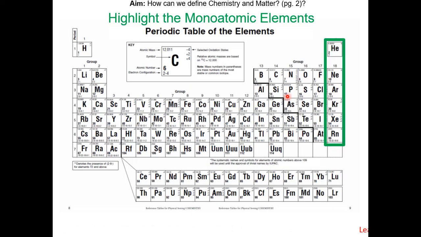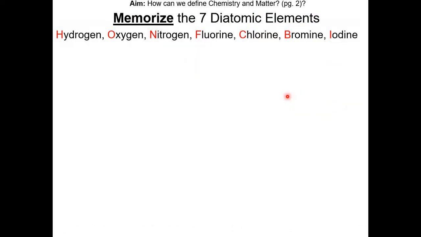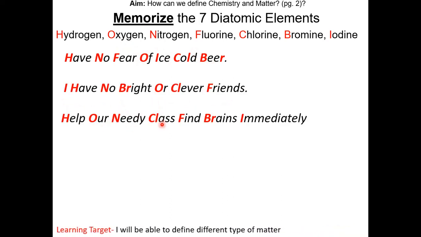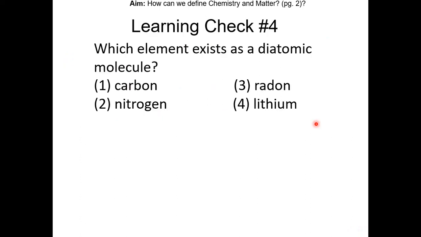For the diatomic elements, it is much more difficult. Here are some catchphrases to help you memorize the 7 diatomic elements. Have no fear of ice cold beer. I have no bright or clever friends. Help a needy class find brains immediately. Pick one of these catchphrases and use it to help you memorize the 7 diatomic elements.